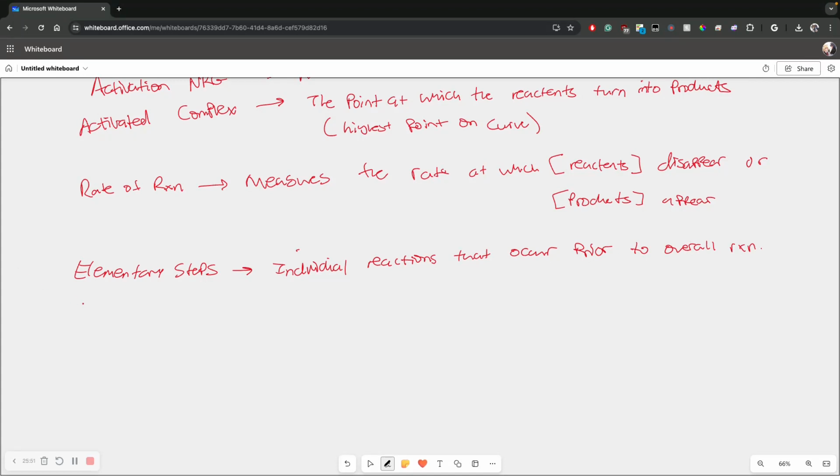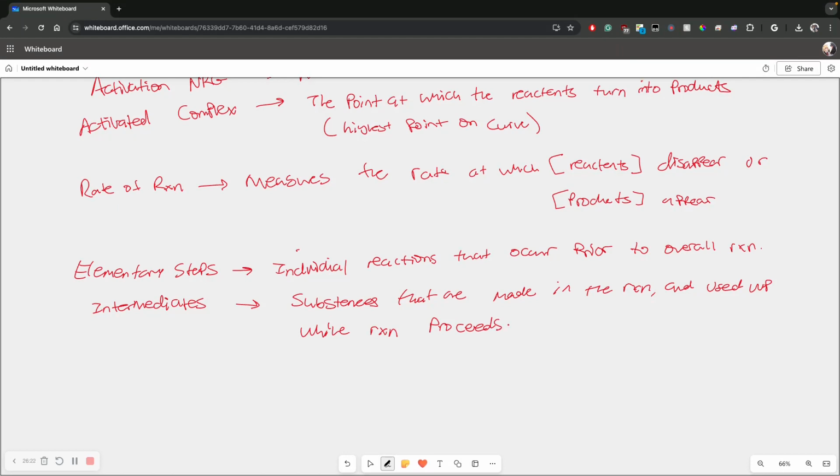And then intermediates, give me a second to write this. Intermediates are going to be substances that are made in the reaction and used up while the reaction proceeds.